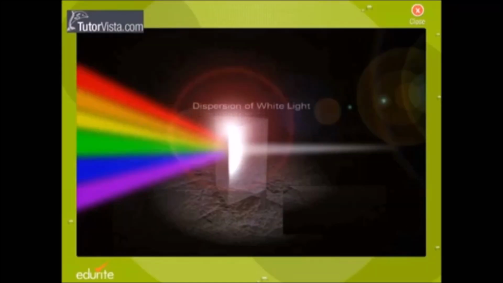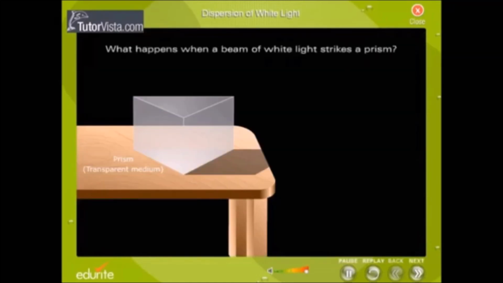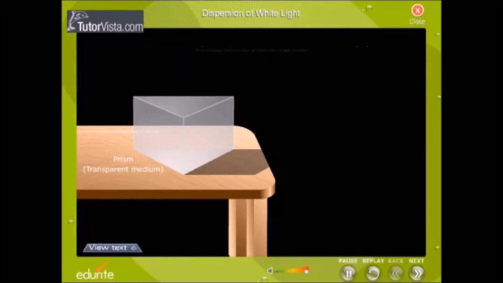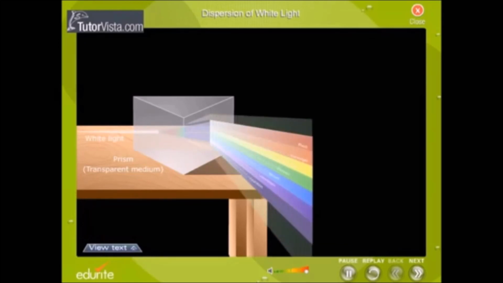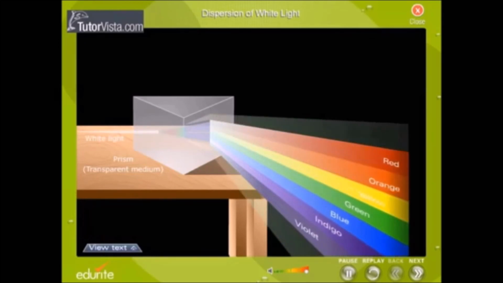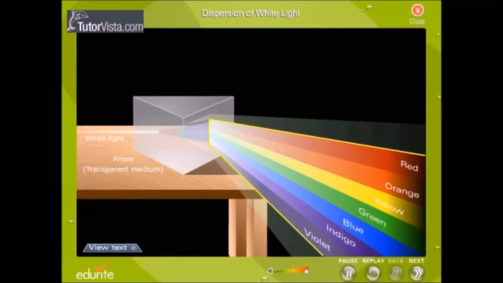Dispersion. Dispersion of white light. What happens when a beam of white light strikes a prism? When a narrow beam of ordinary white light is passed through a glass prism, different wavelengths travel through the glass at different speeds and appear as a continuous broadband of different colors called the spectrum.